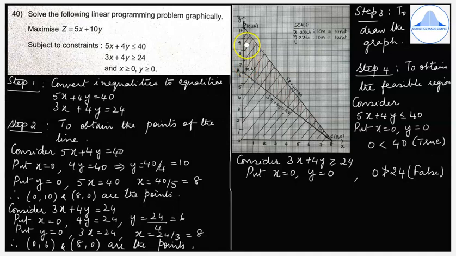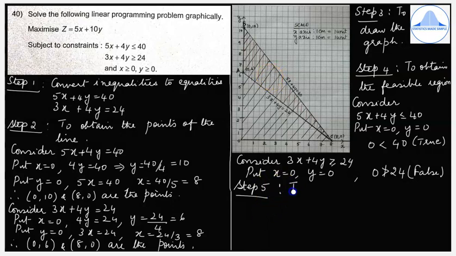So to shade away from the origin, I've used a red color. Now you have to find out the common feasible region. Common feasible region means where you have both the black color and the red color. And because it's a maximization problem, it should always be a closed figure. So the diagram is a triangle. So this triangular region which has both the black color and the red color shading is the common feasible region.